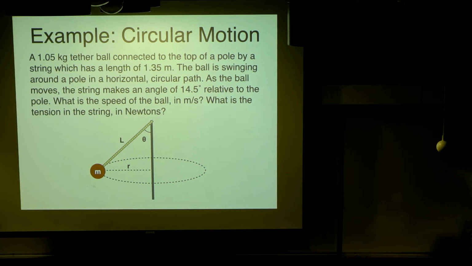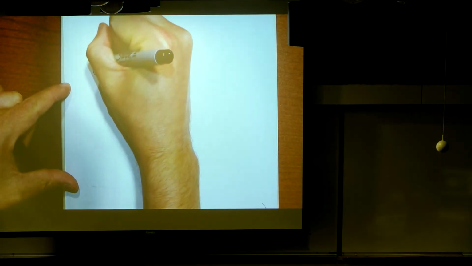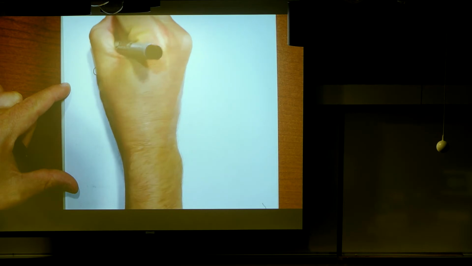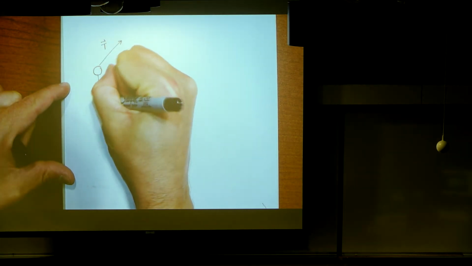I don't think so. The forces themselves are pretty simple, but it's a little tricky to put them together in this case. So we just have the tetherball, and then the tension going along the length of the string like this, and then the weight going straight down. That's all that's happening.